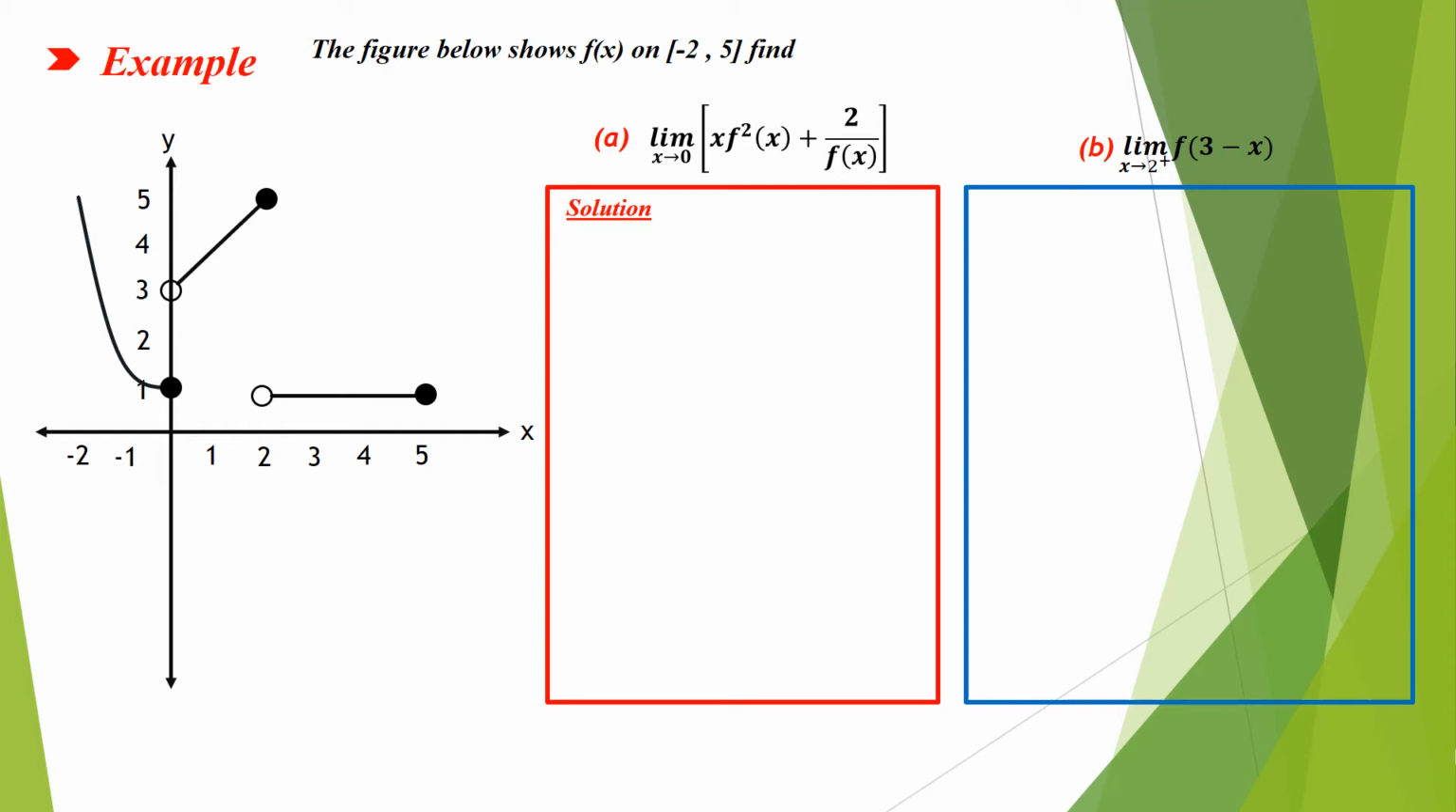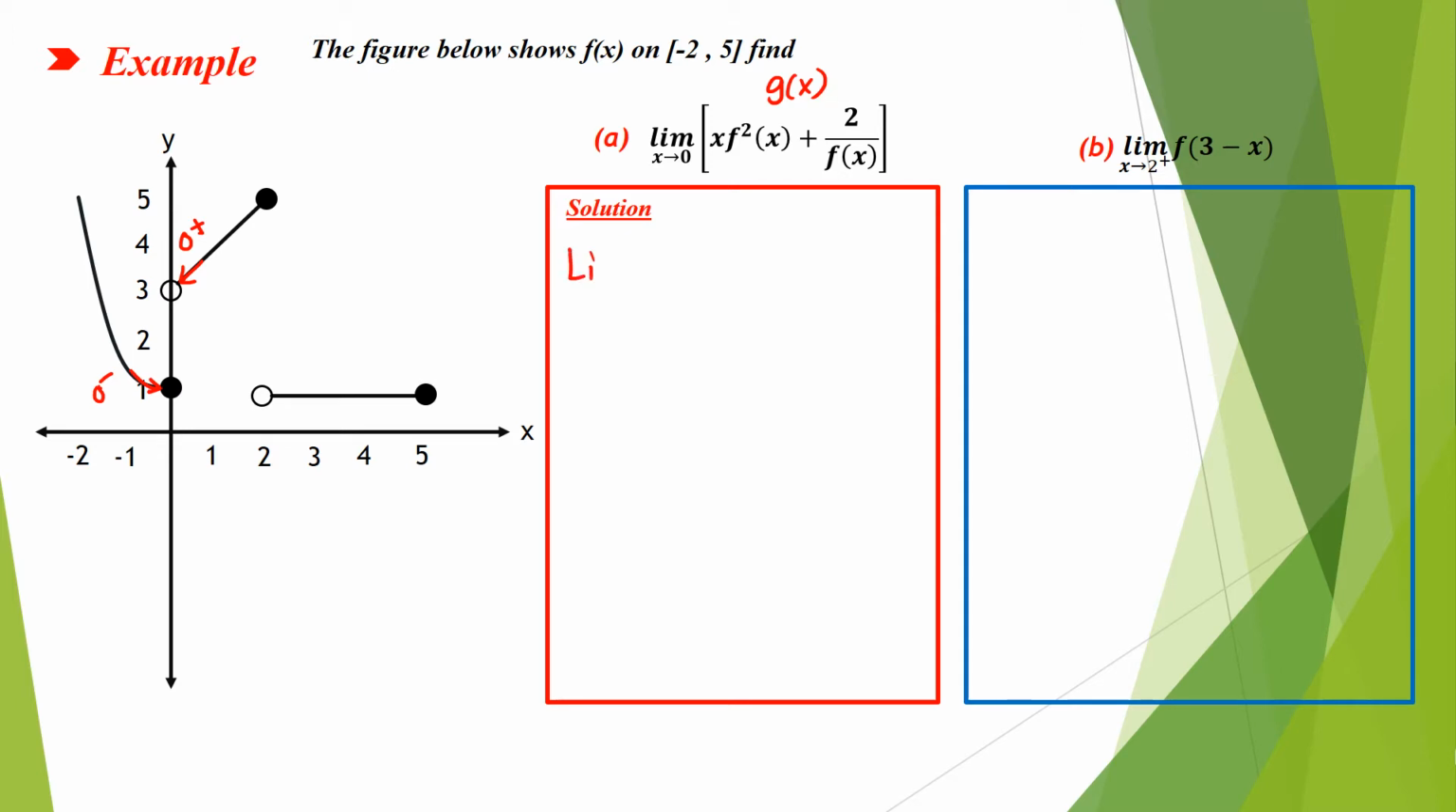Hi everyone, in this example we have the graph of the function f of x on the closed interval from -2 to 5, and you have to find some limits and derivatives. So in part A we have the limit of this function, we can name it g of x, when x goes to 0. Now around 0 we have two functions. This function is 0 from right and this function is 0 from left. So you have to find the limit from right of 0 and from left of 0.